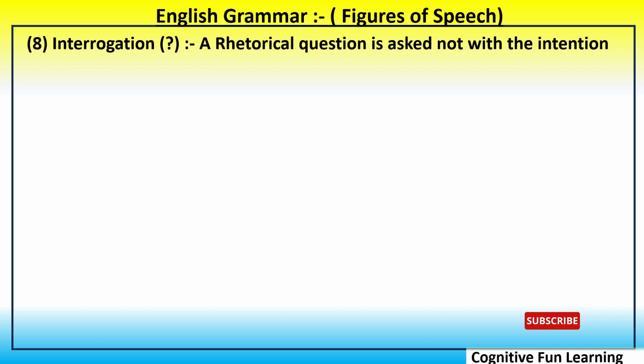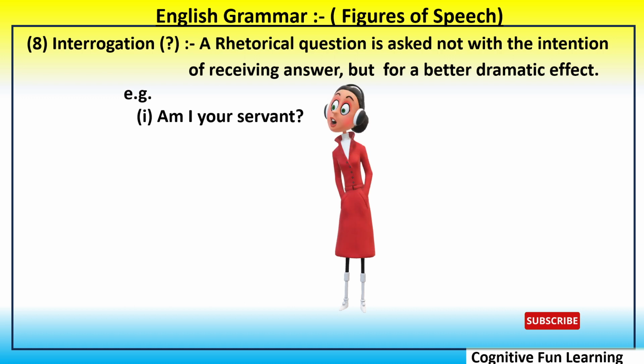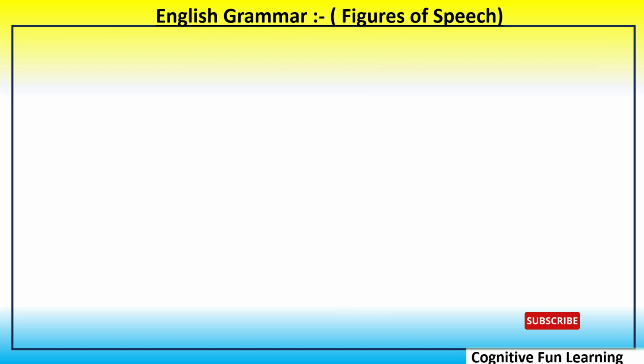Next figure of speech is interrogation. A rhetorical question is asked not with the intention of receiving an answer but for a better dramatic effect. For example, am I your servant? This question is asked not with the intention of receiving an answer but for a better dramatic effect. Next example is when can their glory fade? This is also an example of interrogation.